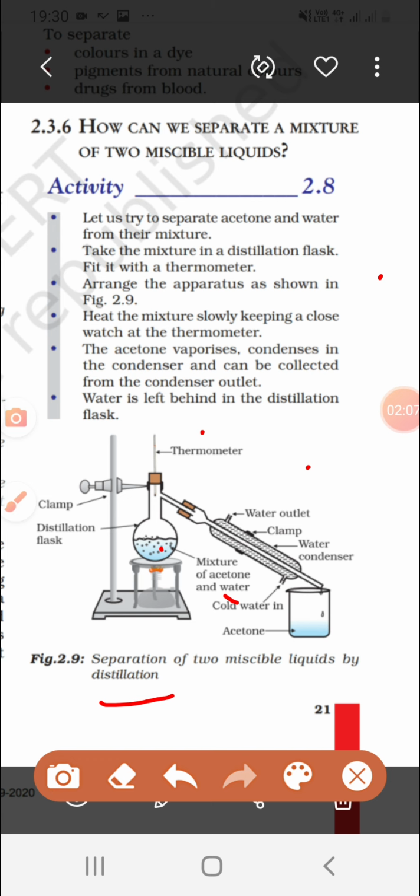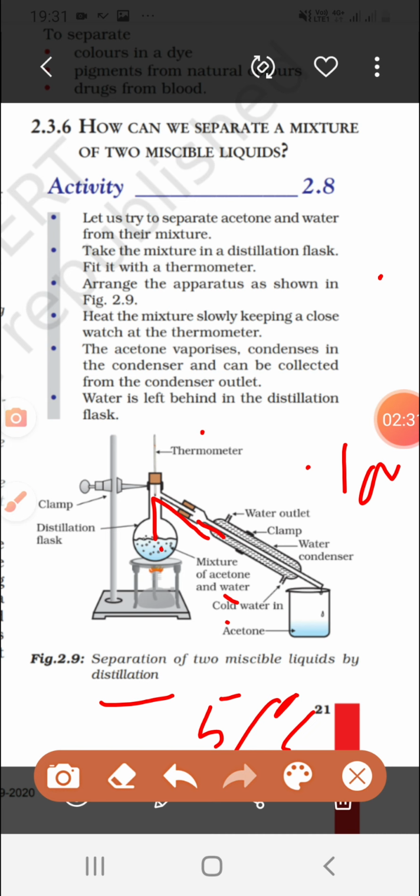When we heat the mixture of acetone and water, we know that acetone has a low boiling point, which is 56 degrees Celsius, as compared to water. Water has a boiling point of 100 degrees Celsius. So the acetone will vaporize first, and now these vapors will move inside this condenser. In the condenser, there is a continuous supply of cold water from this side and the hot water comes out from here. So these vapors will condense, meaning they will convert into liquid form, and that liquid we will collect in this separate beaker.